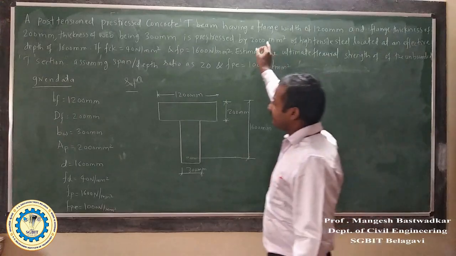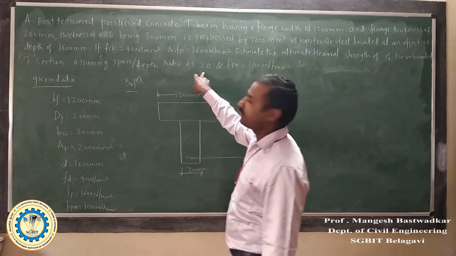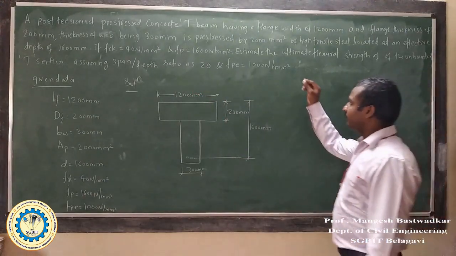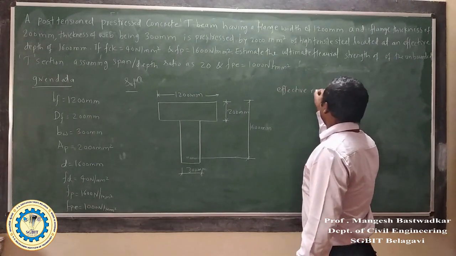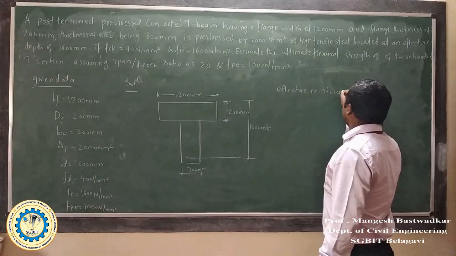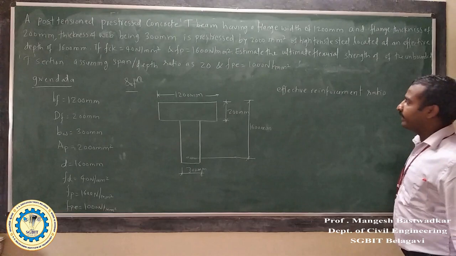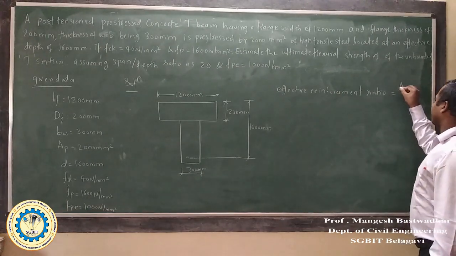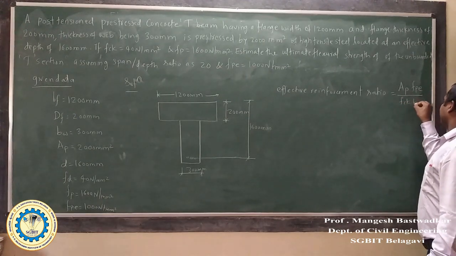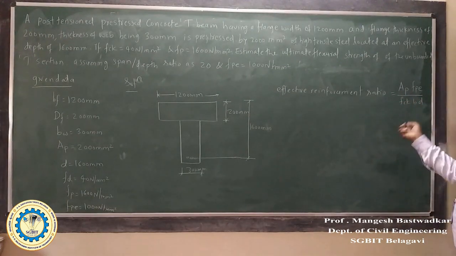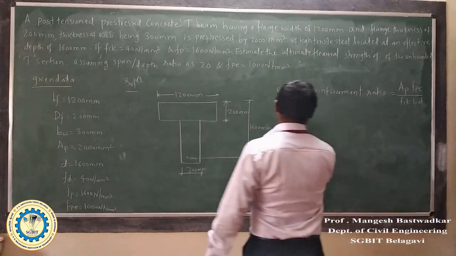Already the area of pre-stressing steel is given, and the span by depth ratio is given, 20. So directly we will calculate the effective reinforcement ratio, that is APFP divided by FCKBD. In case of post tension beam, we have to take here effective pre-stress. So we will substitute those values.